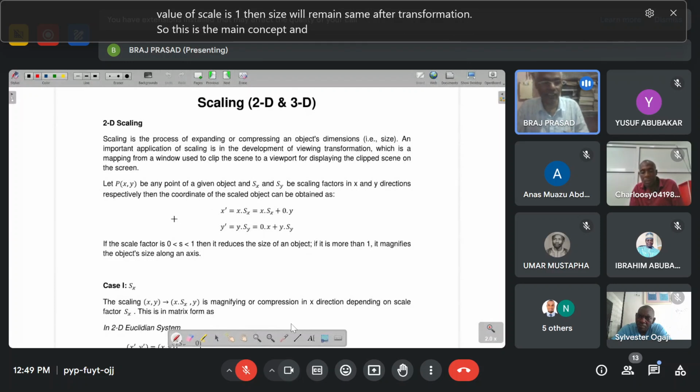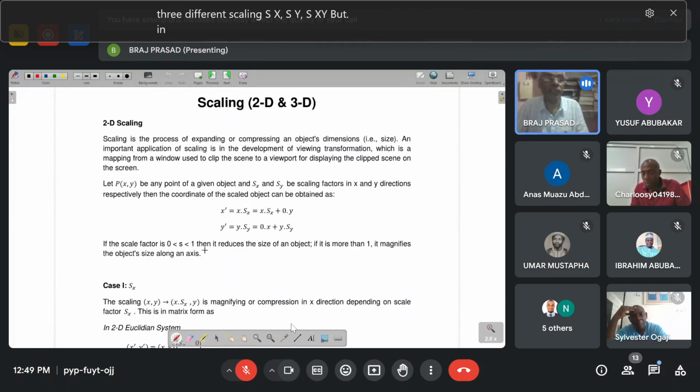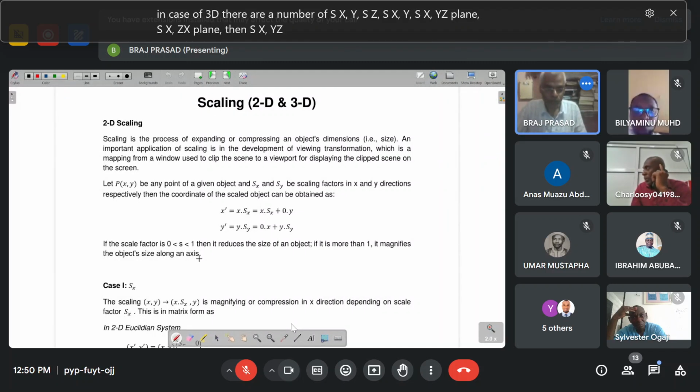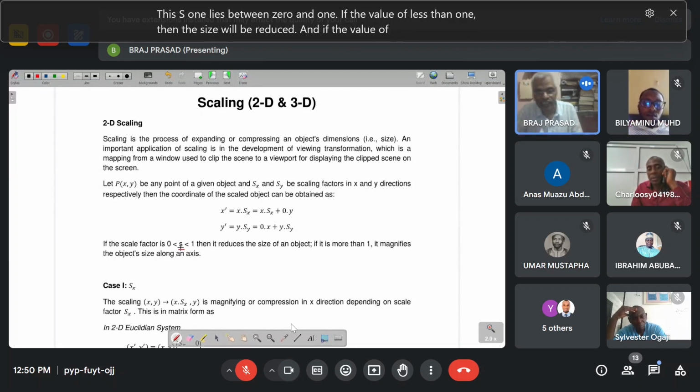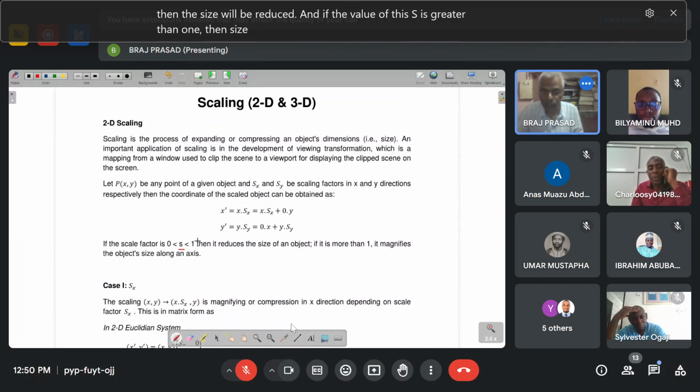And this scaling is in 2D. There are three different scaling: sx, sy, sxy. But in case of 3D, there are a number of them: sx, sy, sz, sxy, syz, szx, then sxyz. So the scaling factor s lies between 0 and 1. If the value is less than 1, then the size will be reduced, and if the value of this s is greater than 1, then size will be increased.